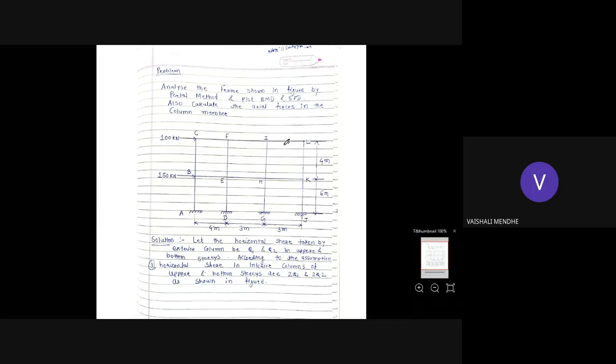So here you can see that a frame is given. This is the frame I have given for the analysis. Here you can see that a load of 100 kilonewton and 150 kilonewton is acting. It may be wind or earthquake load. It is not mentioned in the problem. Okay, so for this load, for this lateral load, lateral means horizontal load.